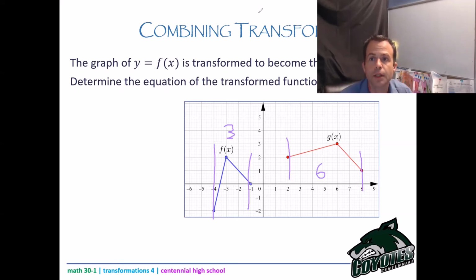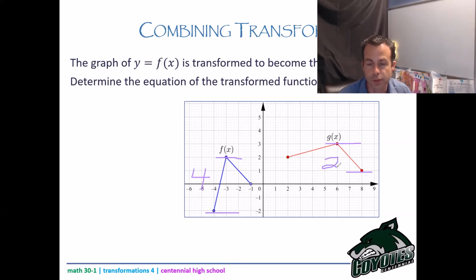Okay. All right, then I'm going to compare the heights, and that'll help me with the vertical stretch. So f of x goes from a height of -2 to 2, so that's a height of 4. And then g of x goes from 1 to 3, so that's a height of 2. So I have a horizontal stretch of 2, and I have a vertical stretch of 1/2.